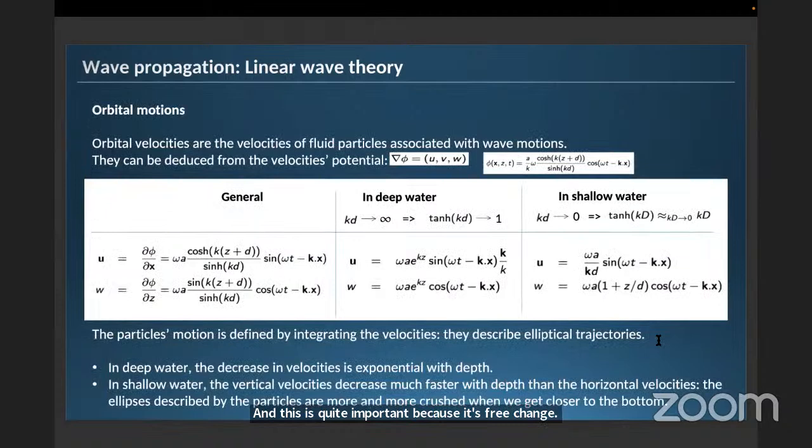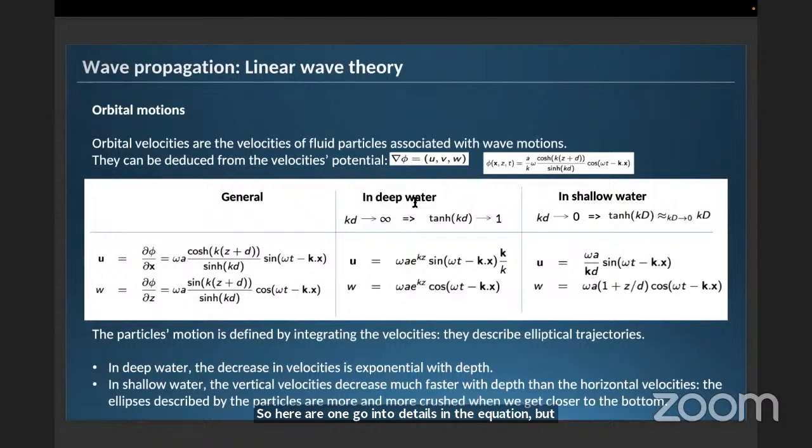Then, if we want to look at the motion induced by waves, it's orbital, what we name orbital motions. So for that, we can deduce the velocities associated to waves from this potential and from the wave equation.